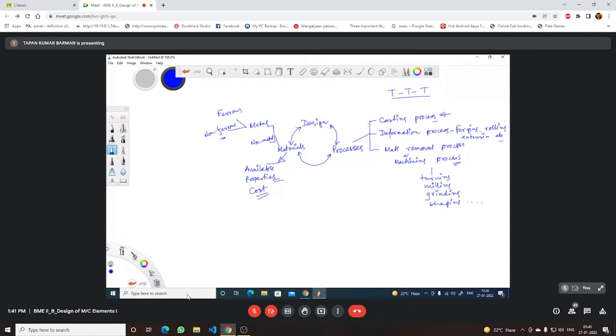And in casting also, in the outer surfaces, the cooling rate will be higher compared to the inner surfaces. Suppose you have one casting of thickness, say, 30 millimeter. In the inner areas, the cooling rate will be low compared to the outer surfaces. And when the cooling rate is faster in the outer surfaces, the strength will be higher in the outer surfaces compared to the inner one.